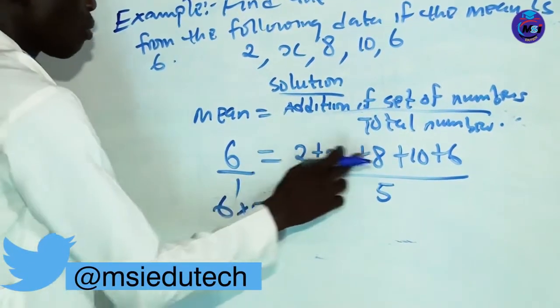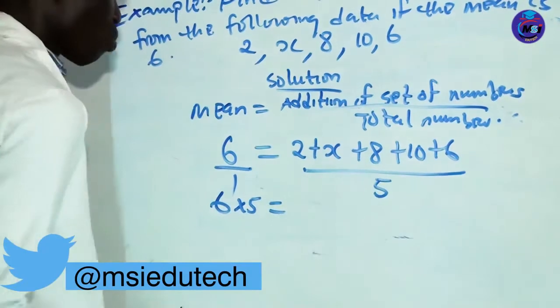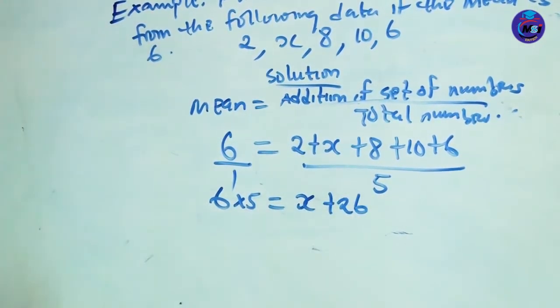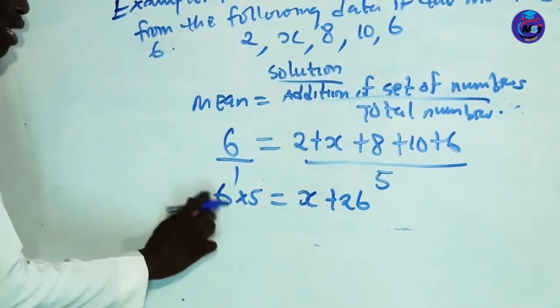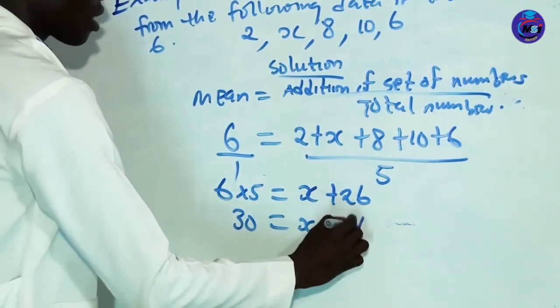Let's add this. 2 plus 8, 10. 10 plus 10, 20. 20 plus 6, we have x plus 26. Okay. 6 times 5 will give us 30. So we have 30 equals x plus 26.